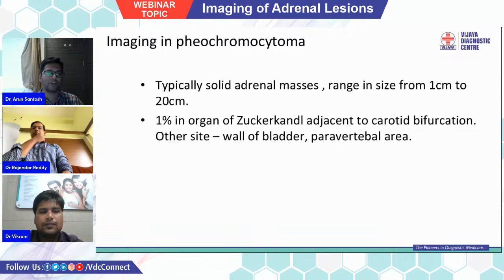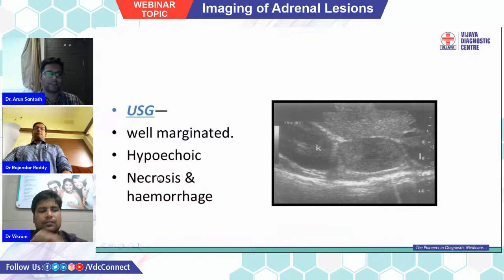Sometimes extra-adrenal pheochromocytomas are seen, about 1%, at the organ of Zuckerkandl, which is located near the carotid bifurcation or adjacent to the origin of the inferior mesenteric artery. Other well-described sites are the wall of the bladder and the paravertebral area. On ultrasound, they can have a varied appearance, hypoechoic or heteroechoic, depending on areas of necrosis or hemorrhage.